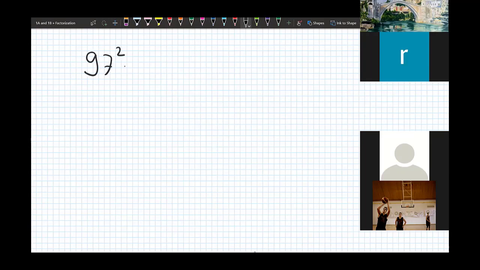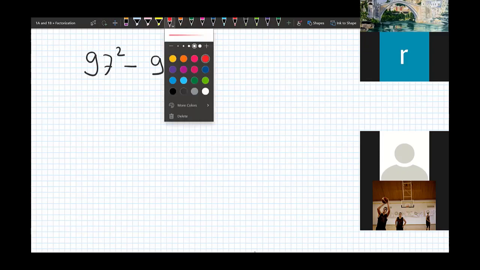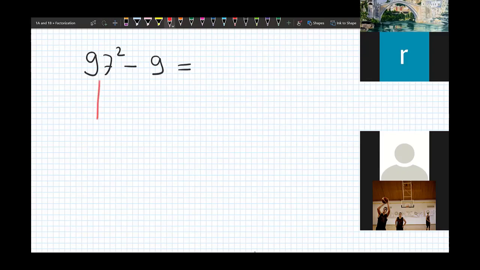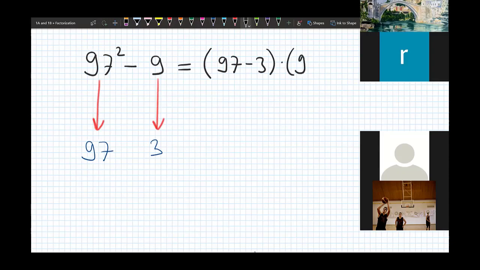97 squared minus 9. So, can I? Yes, Emina. So, first of all, it is 97. And the other one is 3. Yes, the square root of 9 is 3. Then, what will be the factorized form? 97 minus 3, after that, times 97 plus 3.